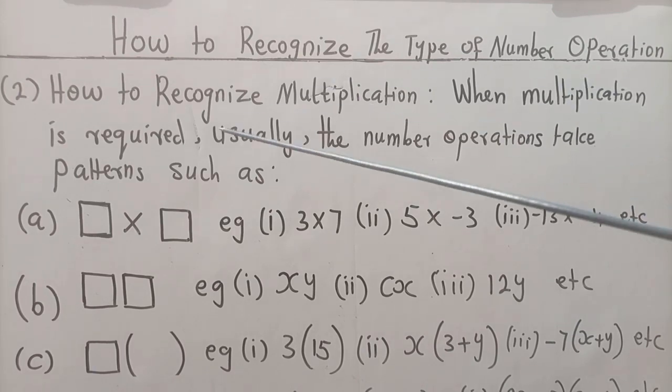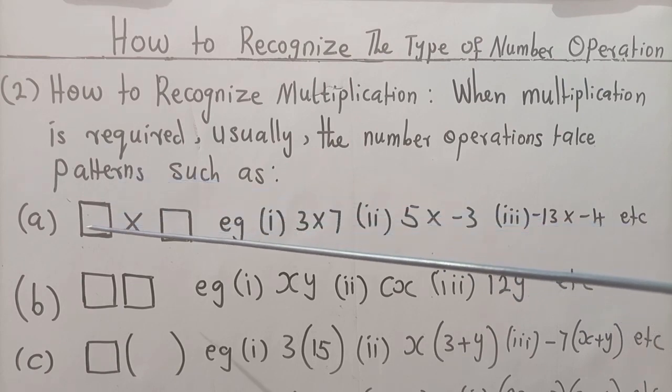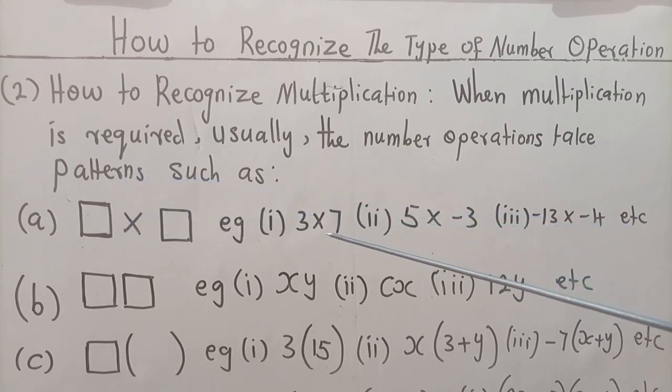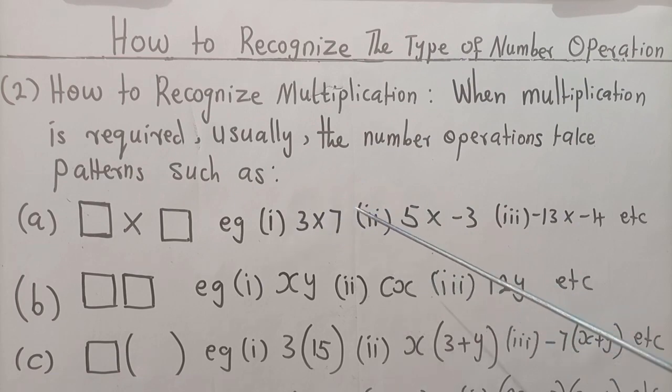Therefore, this first one, which contains box times box, simply means a number times a number, not minding whether the number is a variable or a constant. Examples I gave here are all constants. Let's look at example number 2.